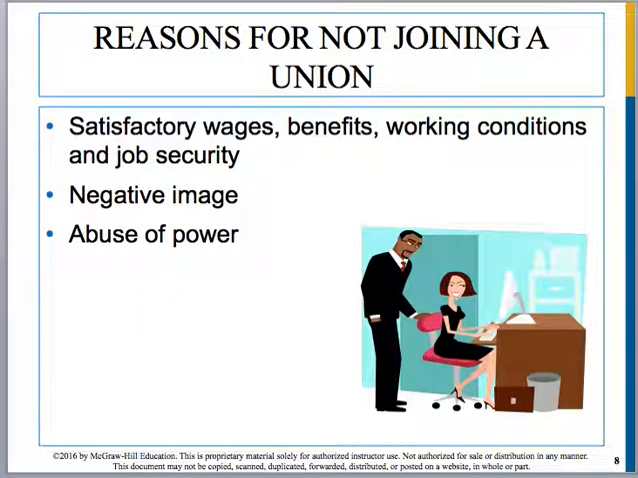Reasons for not joining. Why most people don't join, if they choose not to, is because their wages are great. They've got great benefits, amazing working conditions, stable job security. That's a reason not to join. There's a negative image tied to it. And then, of course, there can be a sense of abuse of power.